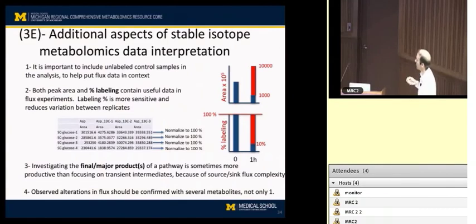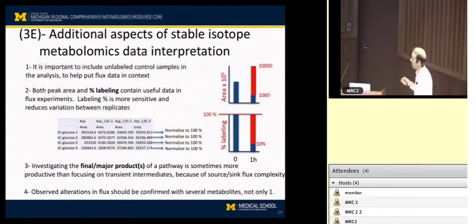That's what this looks like in terms of raw data. Percent labeling is more sensitive and less subject to reproducibility errors. Both the pool size and the extent of labeling are important information. Sometimes it's useful to investigate the final or major products of a pathway rather than focusing on transient intermediates, because of the complexity associated with the source and the sink fluxes. That said, sometimes there's information that you only get in the transient intermediates.